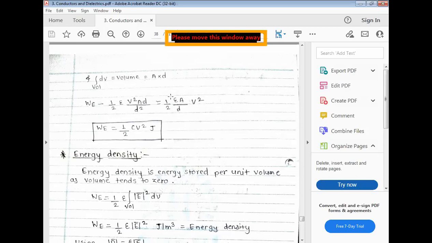Now this term epsilon A divided by d, what is it? Yes, anyone? What is this epsilon A by d? Swarsha, what is this epsilon A by d?